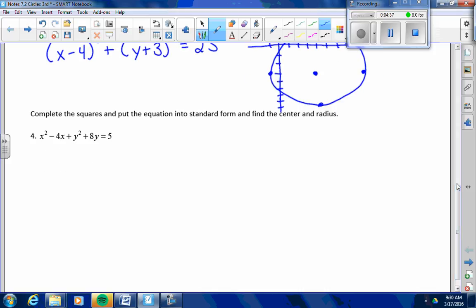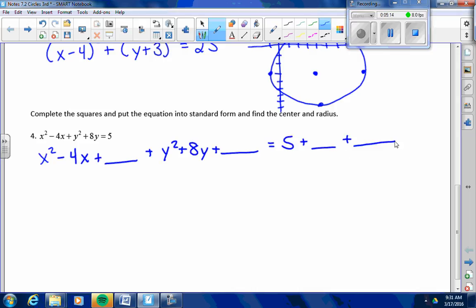Number 4, we have to complete the squares and put the equation into standard form and find the center and the radius. So the equation we have is x squared minus 4x plus y squared plus 8y equals 5. Do I need to complete the square with the x's? The y's? Okay, I have to do it with both. So x squared minus 4x plus blank plus y squared plus 8y plus blank equals 5 plus blank plus blank.